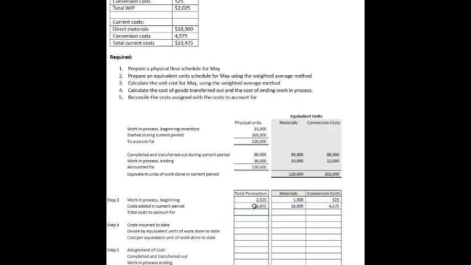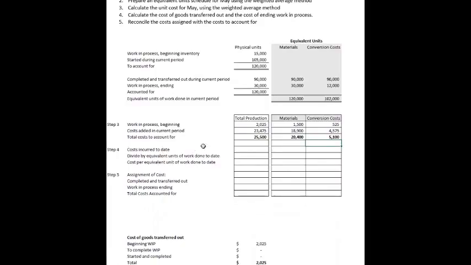And so my total cost that I need to account for is what I started with plus what I added, for materials, conversion, and then total. So now to figure out how much is the cost for 1 ounce of beer that we're brewing, we take the costs incurred to date, which are simply an extension of what we just calculated, $25,500. It's this $20,400 and the $5,100. Okay, so those are the costs that we've incurred.